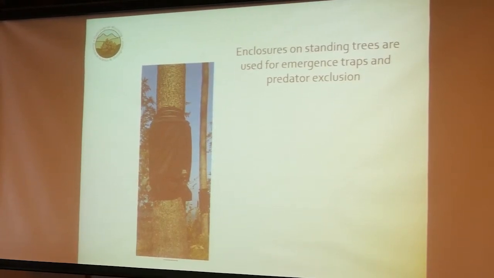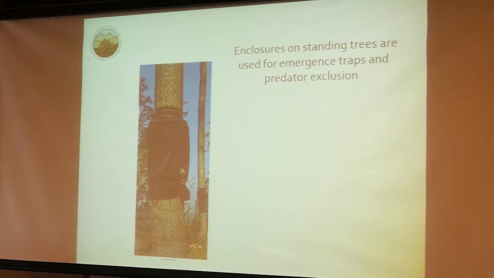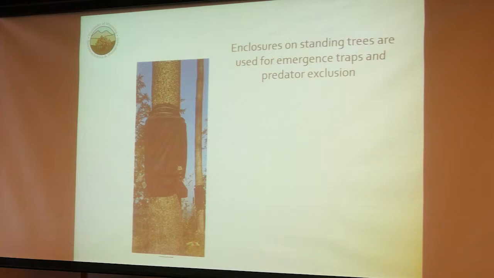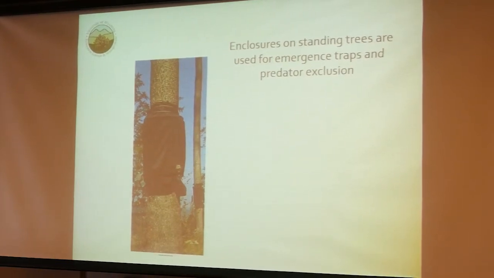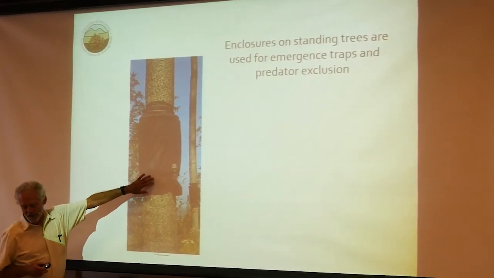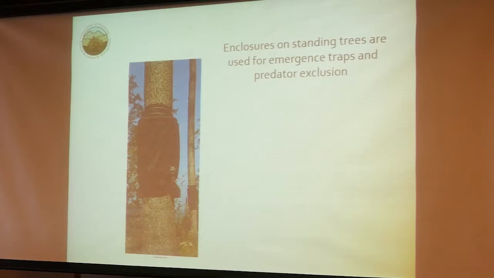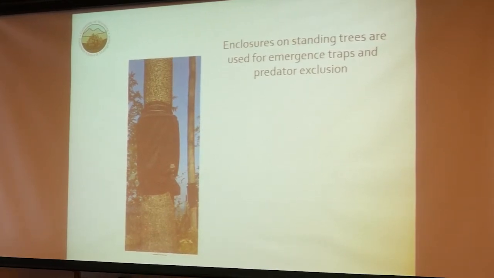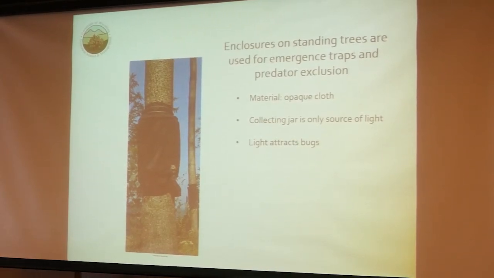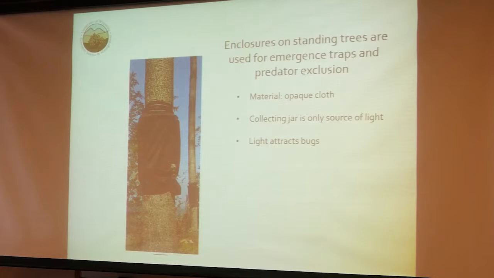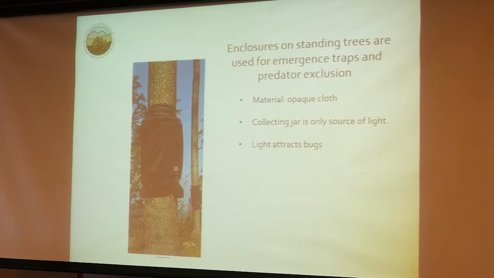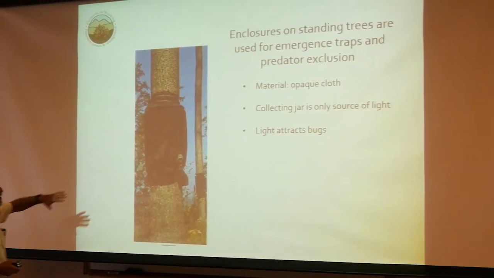The predator exclusion experiment and the emergence traps have both been used in other bark beetle systems, and this particular enclosure is an emergence trap. It's on a tree. It's made with opaque cloth, and both types of enclosures use this kind of material. Opaque cloth being a weed cloth or shade cloth. Inside that enclosure, it's dark.